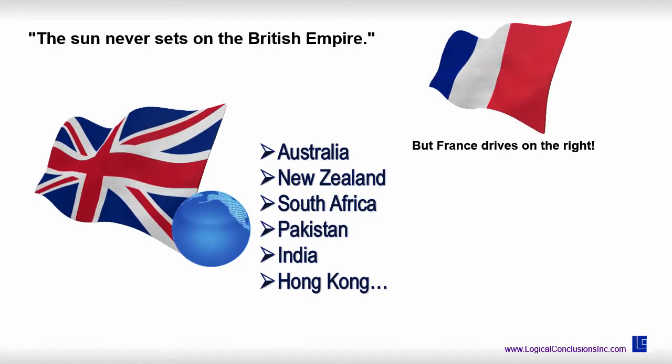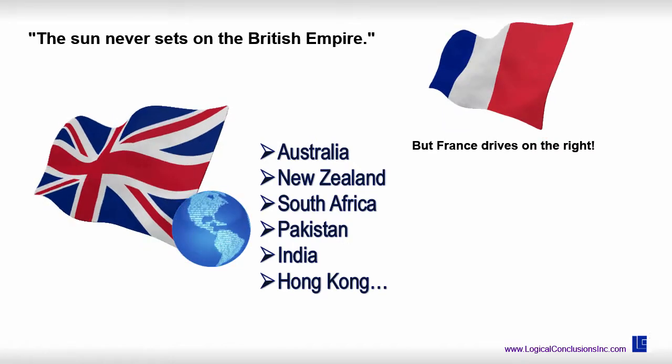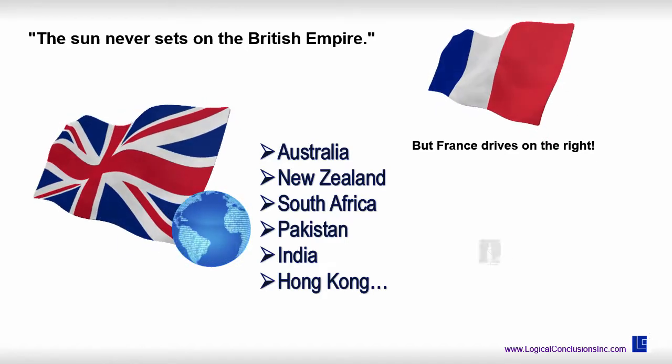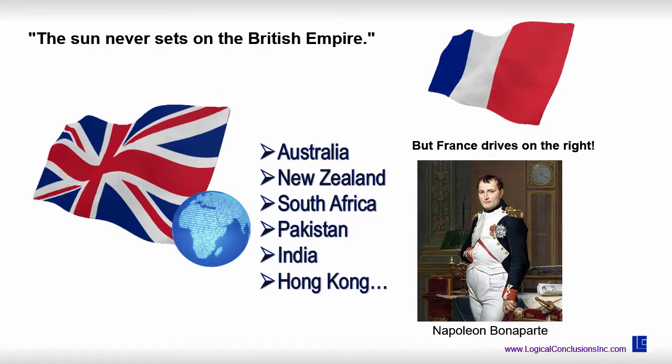You could say, well, what about France? They had knights of old also, and they drive on the right. Well, maybe they just drove on the right to annoy the British. Or perhaps it had something to do with the French Emperor Napoleon Bonaparte being left-handed.